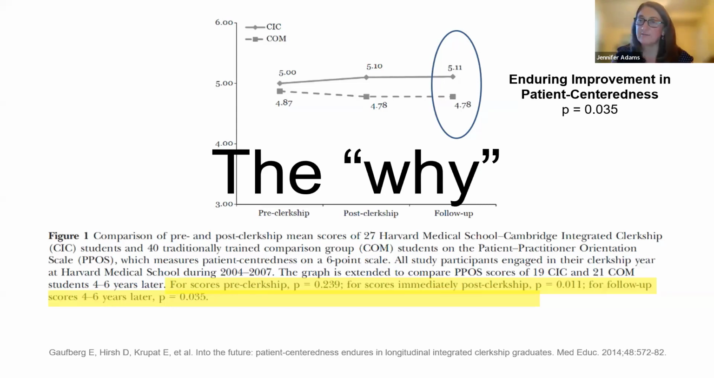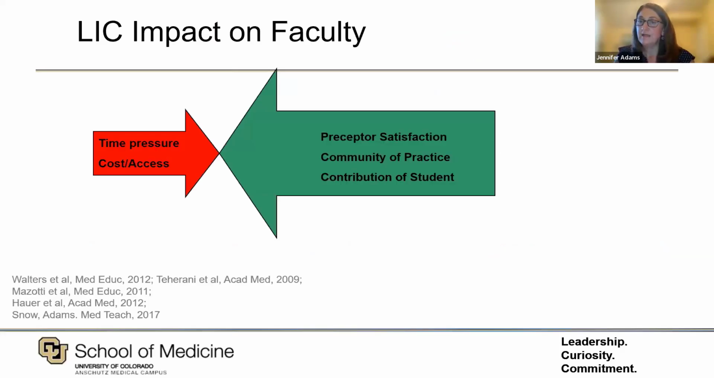So this is what I want to sort of emphasize in terms of these student outcomes. Let me spend a few minutes talking about faculty outcomes. You all are faculty. I know you're busy. I know there are huge time pressures. There are a ton of other competing demands on your time. You're facing pressures related to cost, access, RVUs, you name it. Taking on a student is an extra ask.